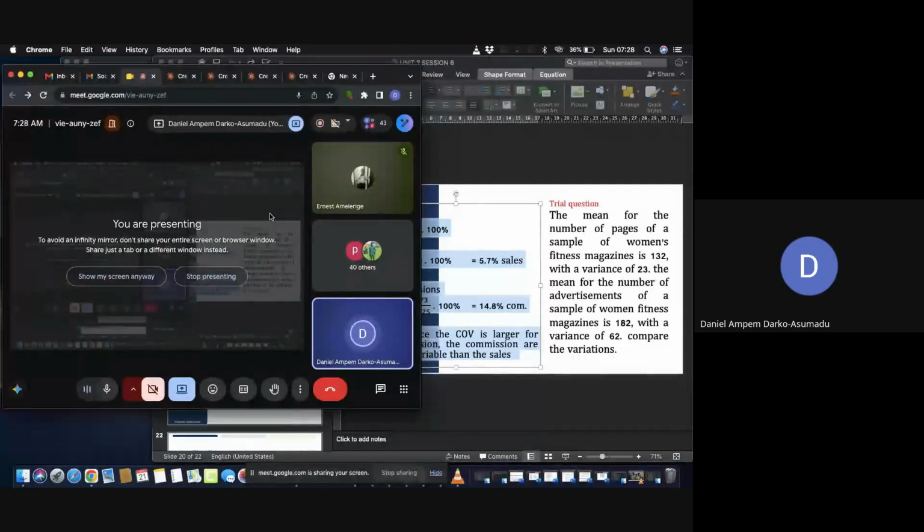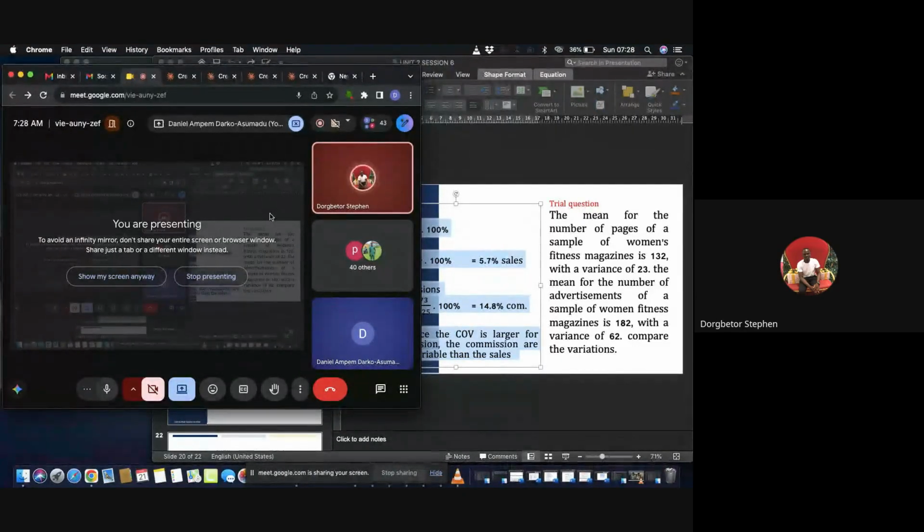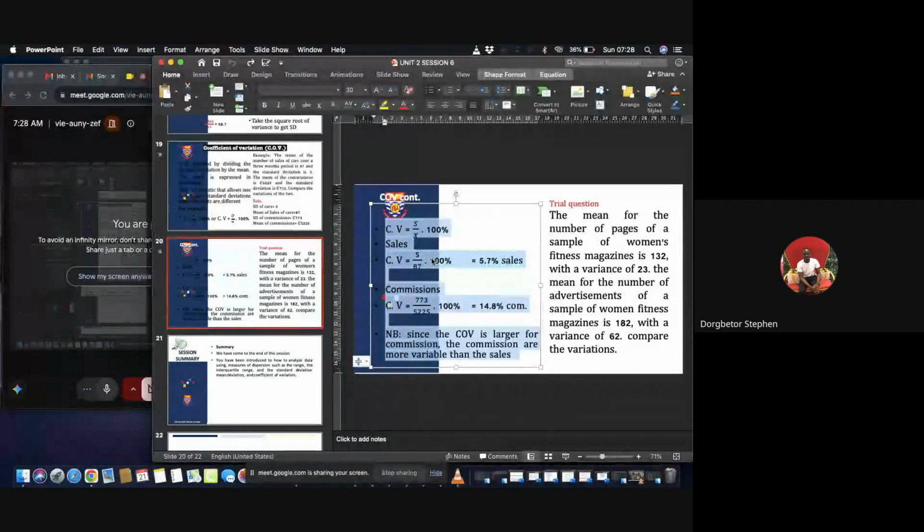Sir, if I remember quite well, you said we have to square root it. So we square root that one to get the other one. Yes, so that you can use it. We have the square root on the calculator. So you have to take the square root of 23 to get the standard deviation for the number of pages. Then you also take the square root of 62 for the number of adverts, so that you can use it to calculate the coefficient of variation, which is standard deviation over mean.